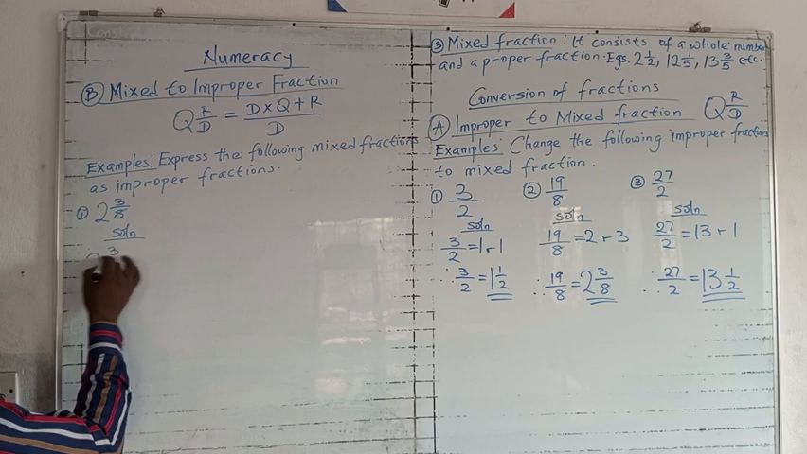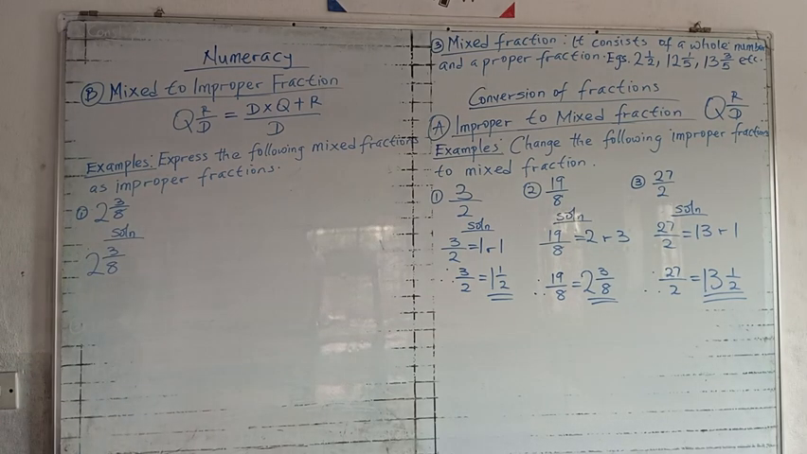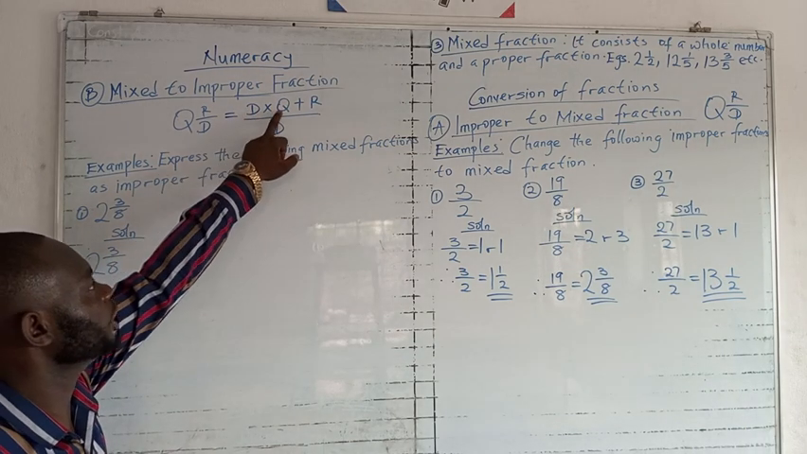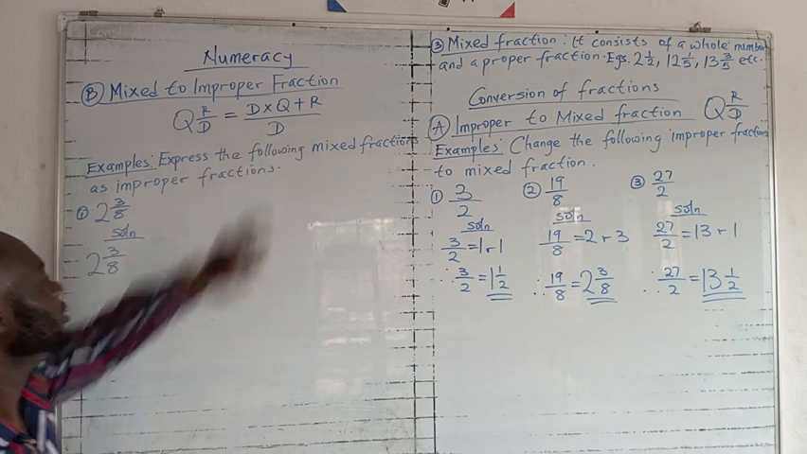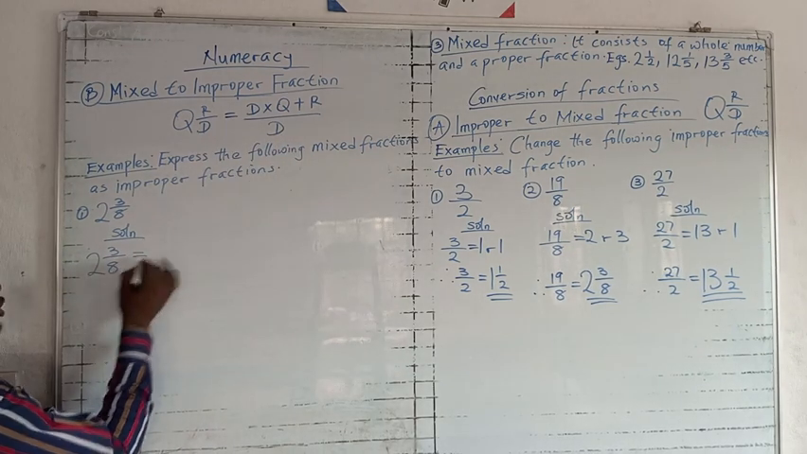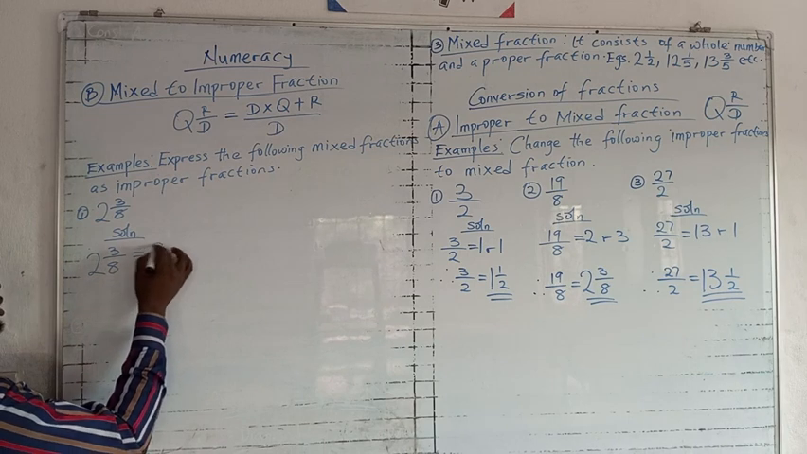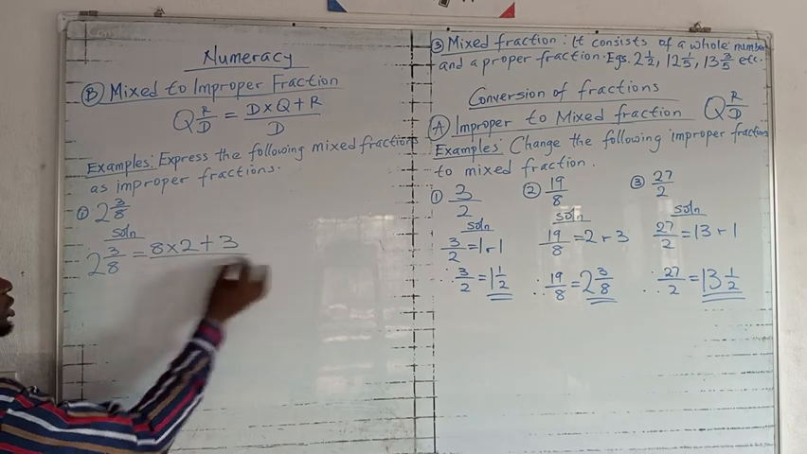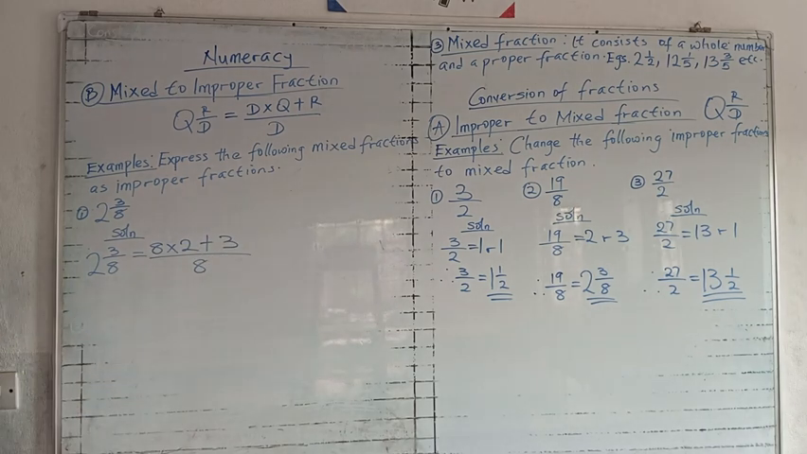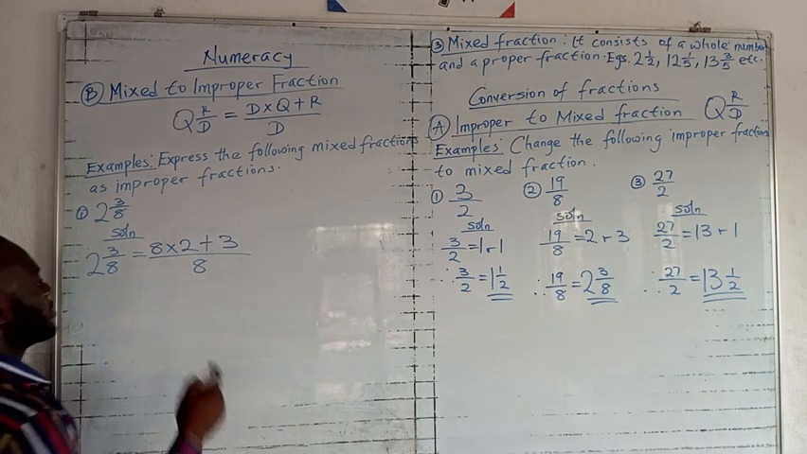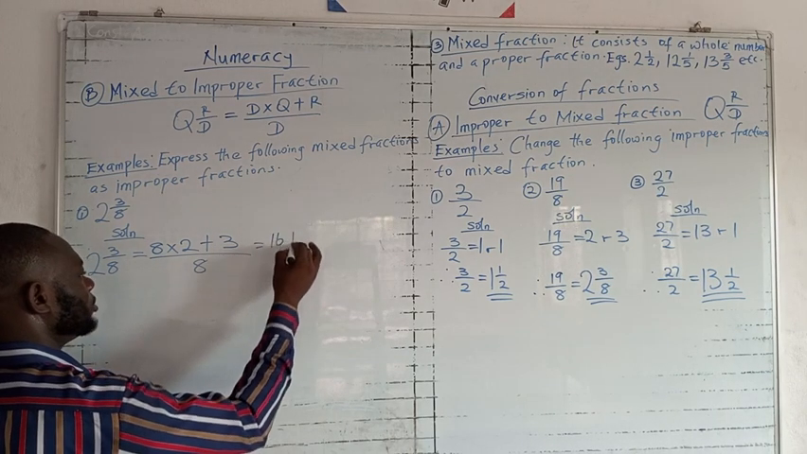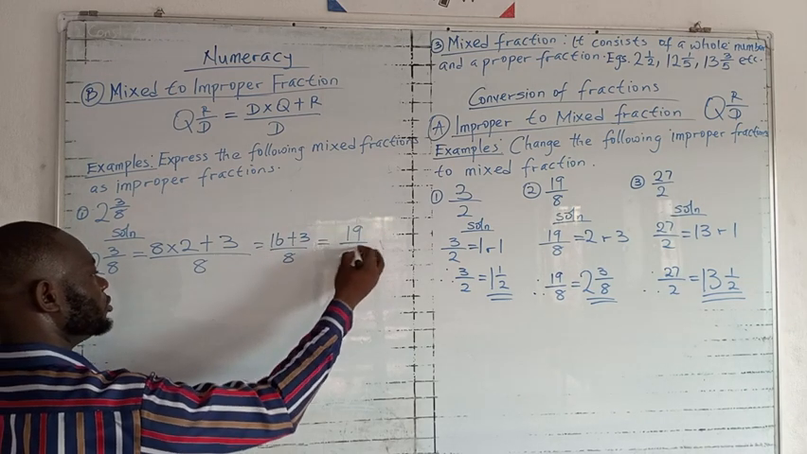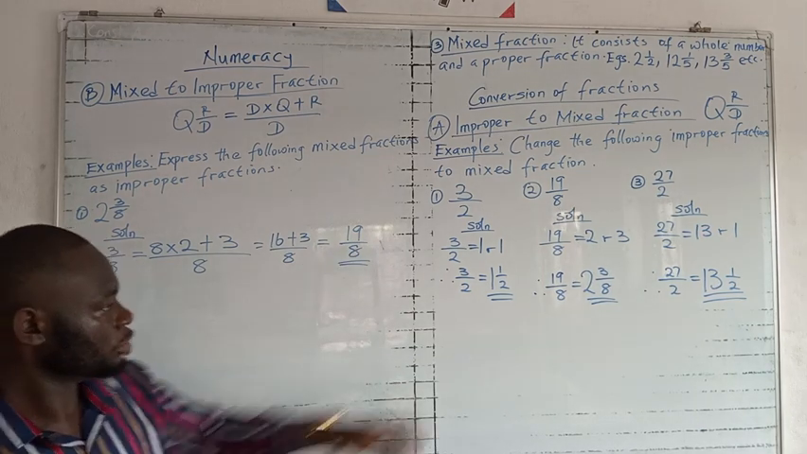2 whole number 3 over 8. Remember that to change to improper fraction has a formula: denominator times quotient plus remainder all over denominator. So this will now become equal to denominator times quotient. 8 is the denominator times 2, which is the quotient, plus 3, which is the remainder, all over 8, which is the denominator. 8 times 2, 16, plus 3 over 8. 16 plus 3, 19 over 8, improper. So you see we are correct.